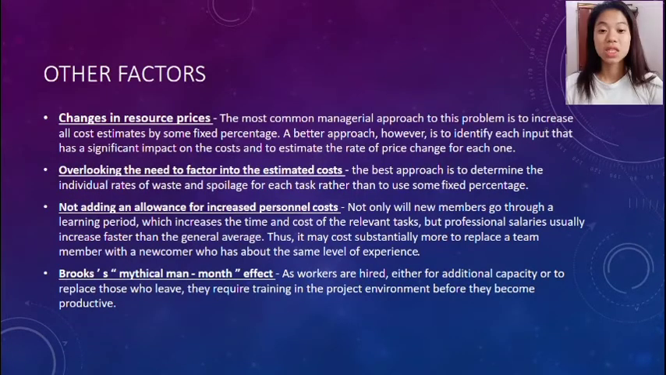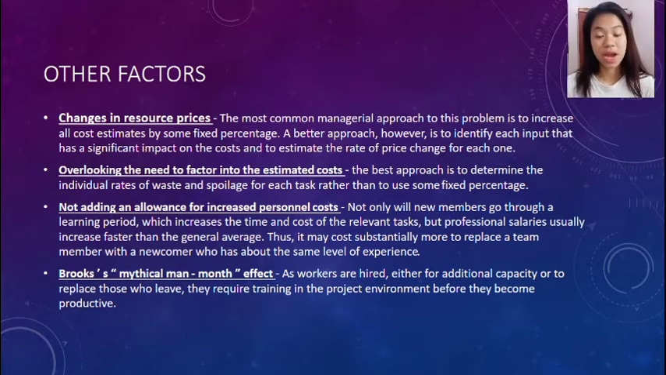Other factors. Studies consistently show that between 60 and 85% of projects fail to meet their time, cost, and/or performance objectives. The record for information system projects is particularly poor, it seems. For example, there are at least 45 estimating models available for IS projects, but few IS managers use any of them. While the variety of problems that can plague project cost estimates seems to be unlimited, there are some that occur with high frequency. Changes in resource prices, for example, are a common problem. The most common managerial approach to this problem is to increase all cost estimates by some fixed percentage.